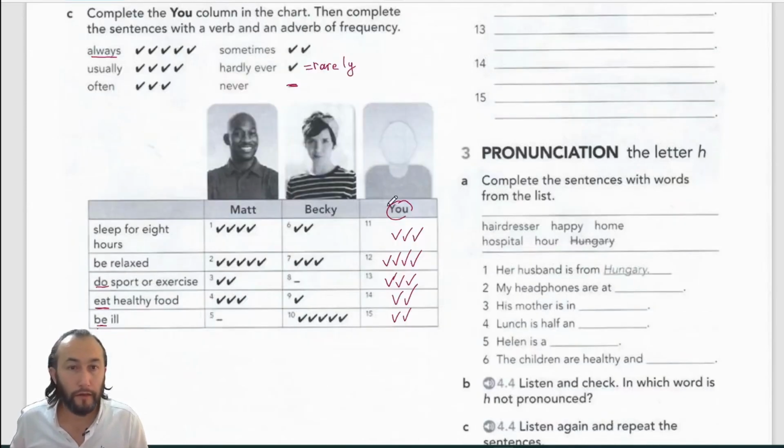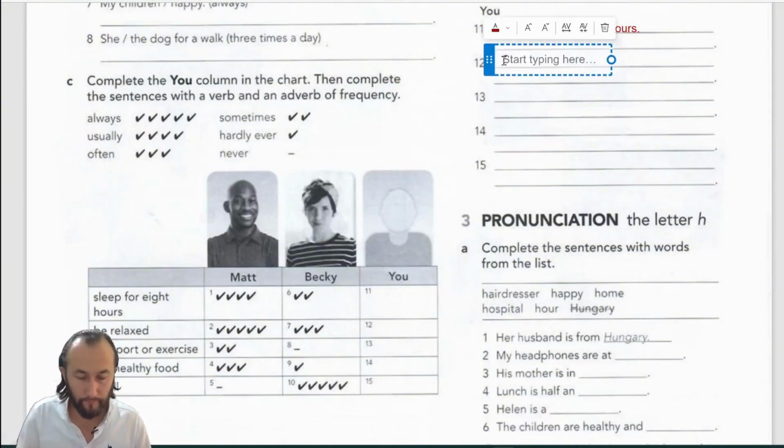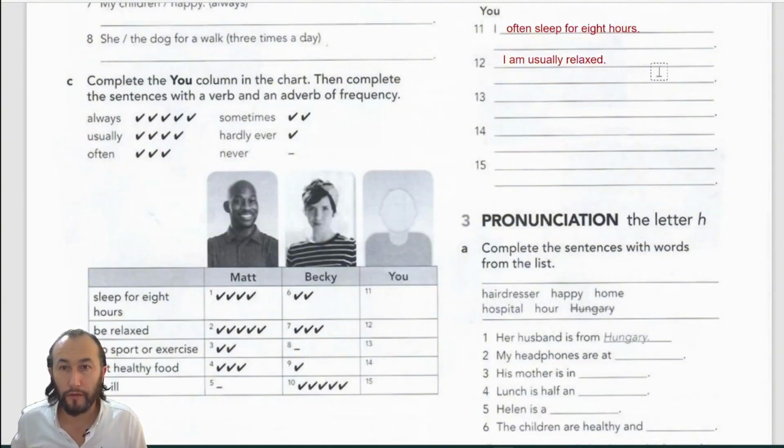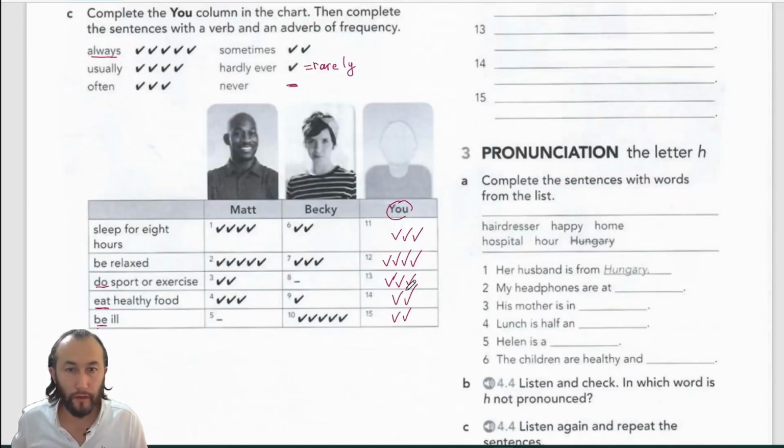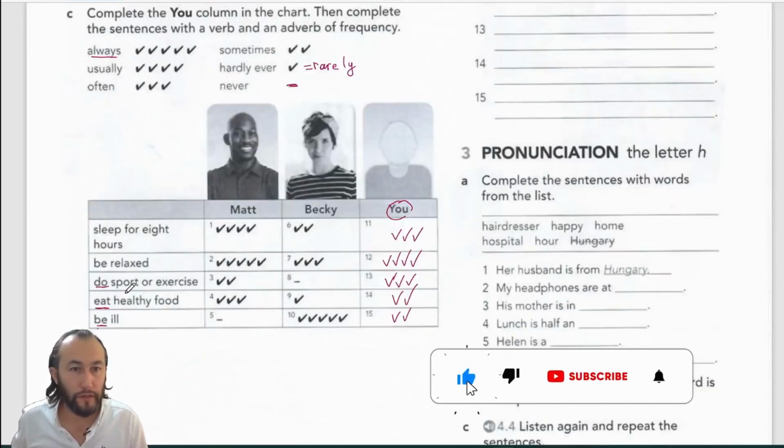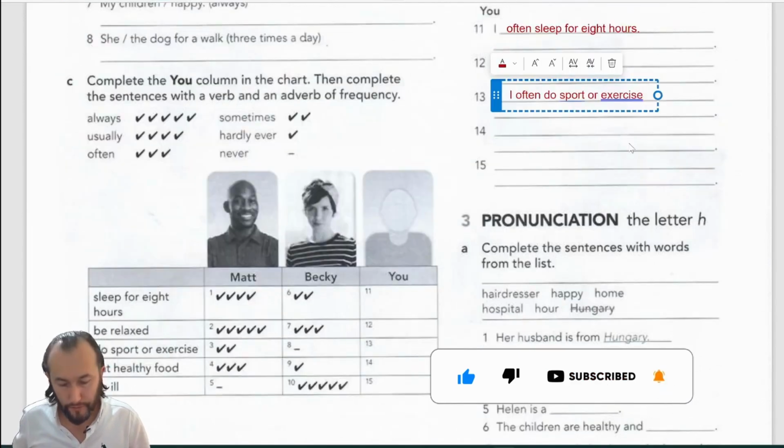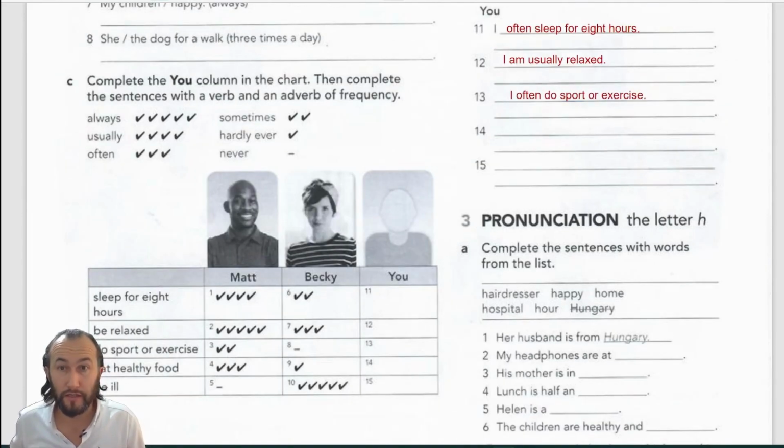Okay. Now number 12, I put 4 ticks, which is usually. So I am usually relaxed. I'm usually relaxed. 13, that's 3 ticks, which is often. So I often do sport or exercise.